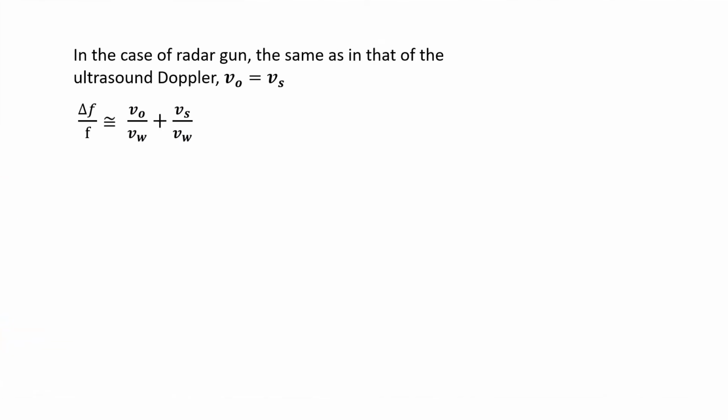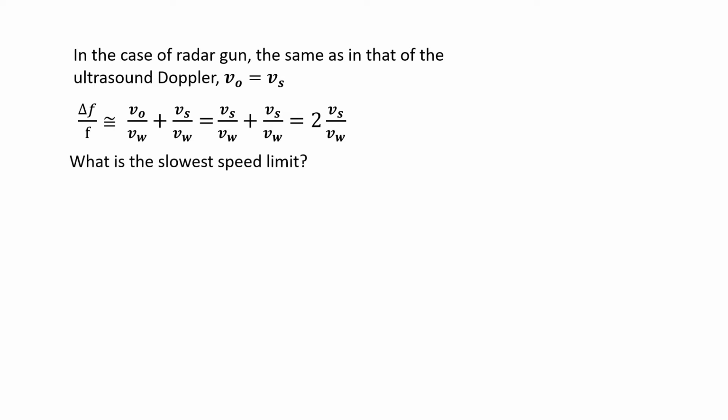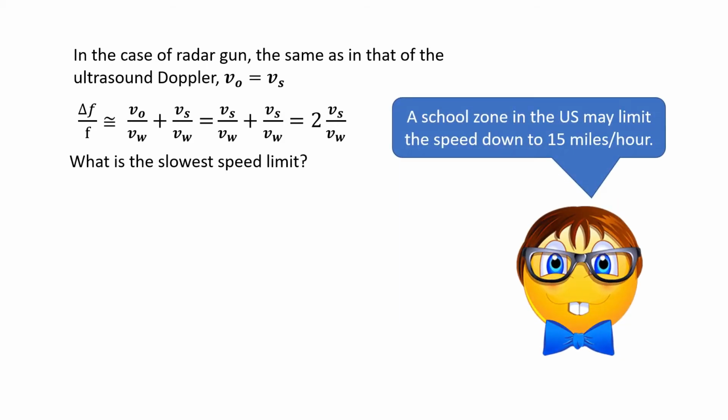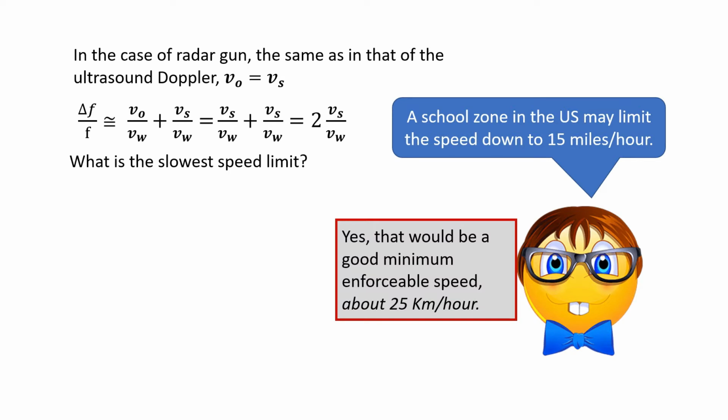In the case of the radar gun, the same as in the ultrasound Doppler, V sub O equals V sub S. And so the expression for the relative frequency shift reduces to twice the ratio of the speeds. And what's the slowest speed limit you can think of? A school zone in the US may limit the speed down to 15 miles per hour. Yes, that will be a good minimum enforceable speed. That's about 25 kilometers per hour.